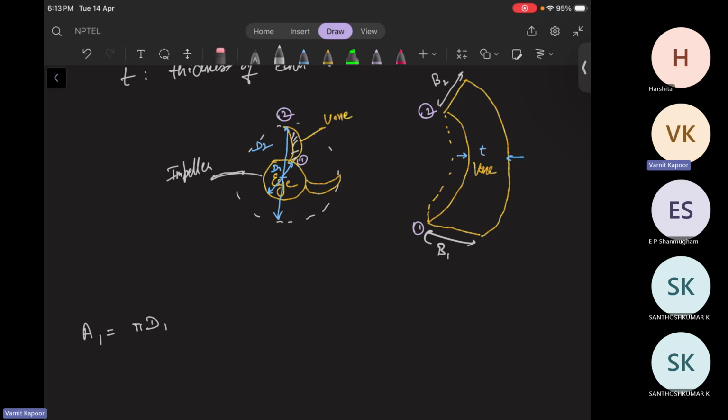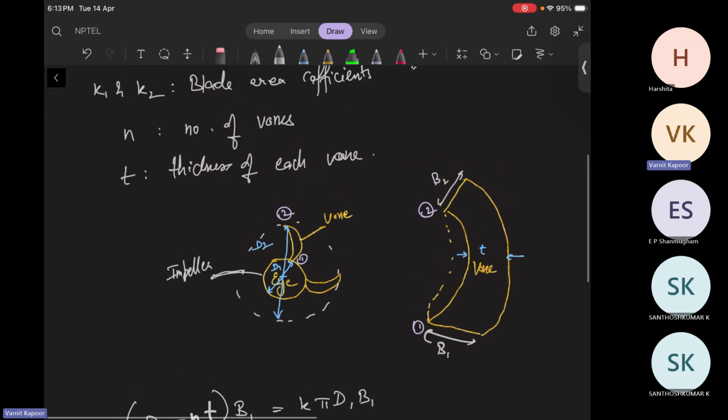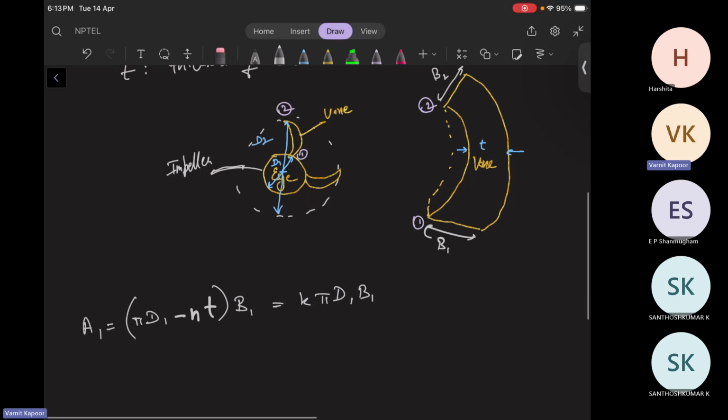Okay. So circumference into the width. So (pi D1 minus N times T), where T is the thickness of each vane and N is the number of vanes. This is the total circumference at inlet times the width, that is B1. And this can be written as k1 times pi D1 B1. That's why I took k as the blade area coefficient. We can simplify it like this.